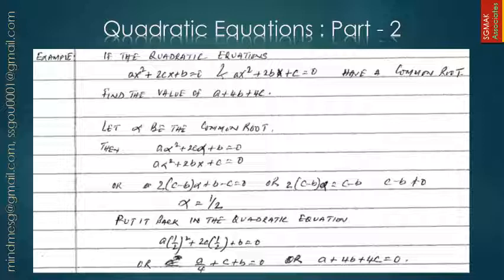Then you satisfy the first equation, so we get a alpha squared plus 2 times c alpha plus b equals 0. You satisfy the second equation, so alpha squared plus 2b alpha plus c equals 0. Then if you simplify, we get alpha as 1/2. So the common root is 1/2. Now if you put it back in the first quadratic equation, we get a over 4 plus 2c plus b equals 0, or a plus 4b plus 4c equals 0.